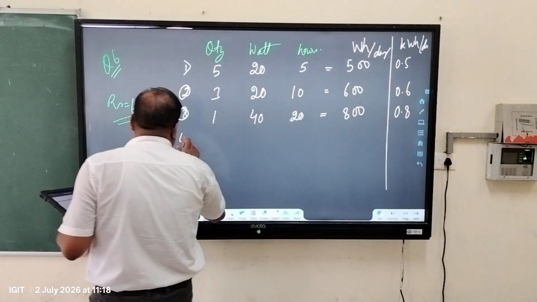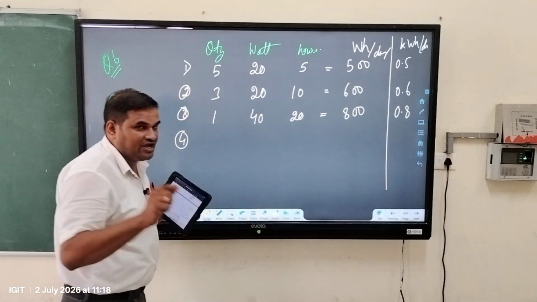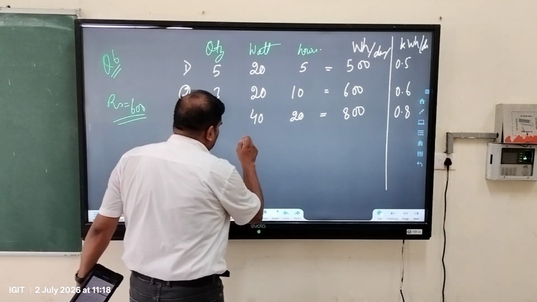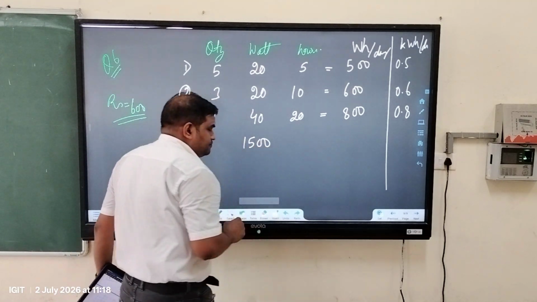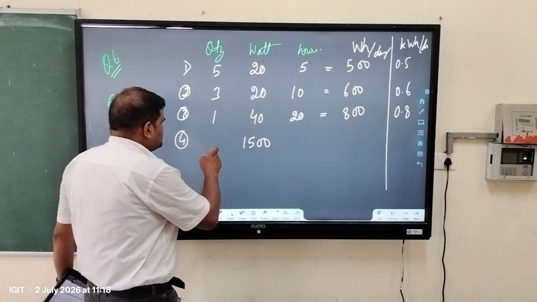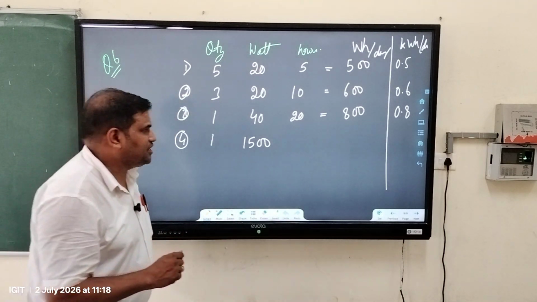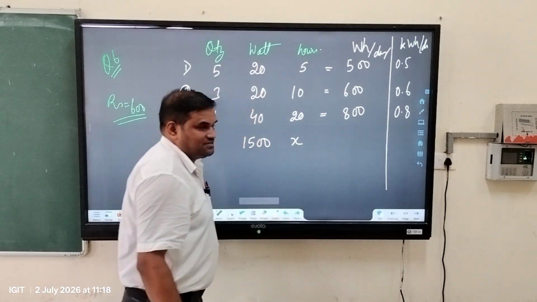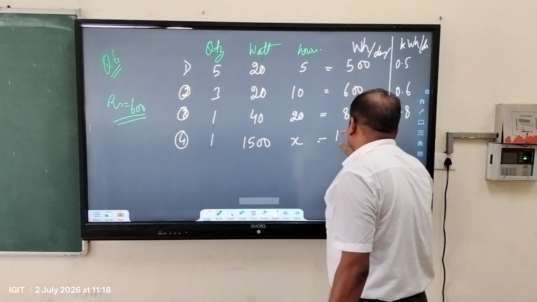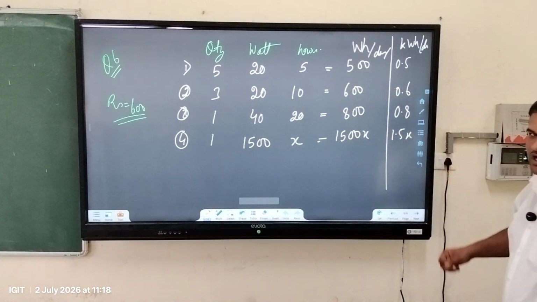The fourth one is, he is using AC whose capacity is 1.5 ton. 1.5 ton is usually 1500 watt. 1 ton, 1000 watt. 1.5 ton, 1500 watt. Obviously one air conditioner is there. How many hours? This is not given there, so we have to mention here X. Let us say X hours he is using. So how much watt hour? You can say 1500x or 1.5x. That is the total he is using.